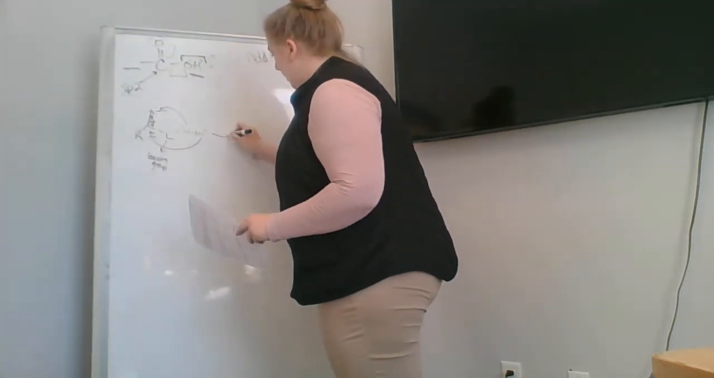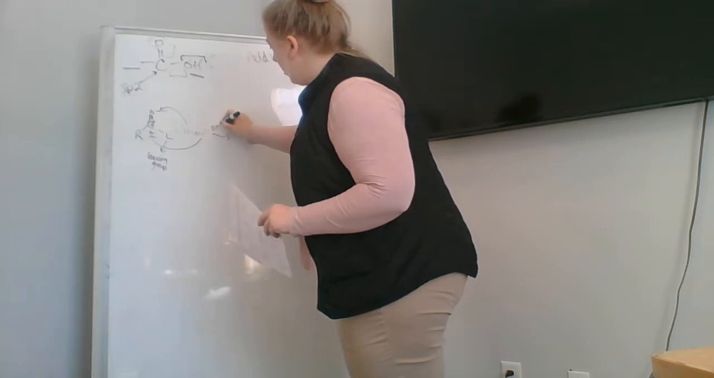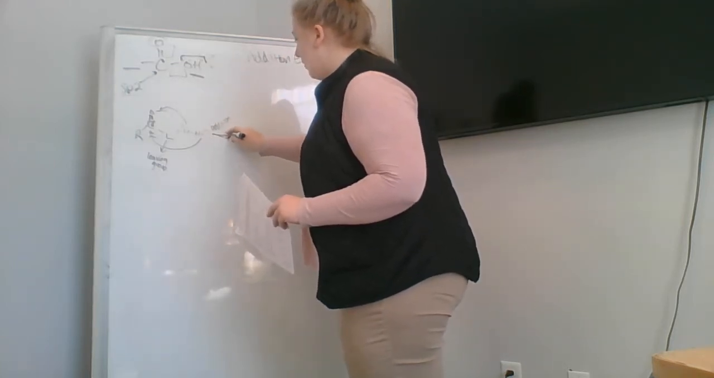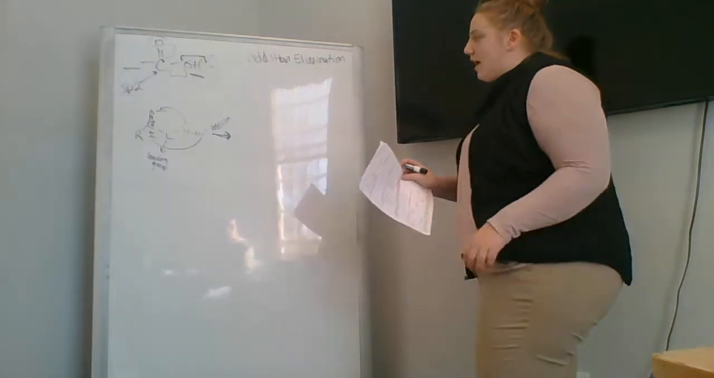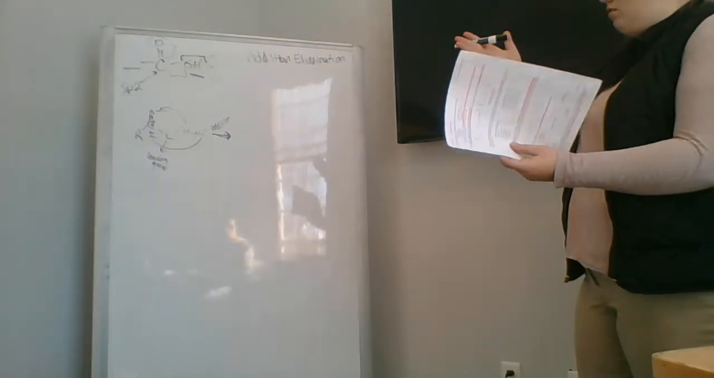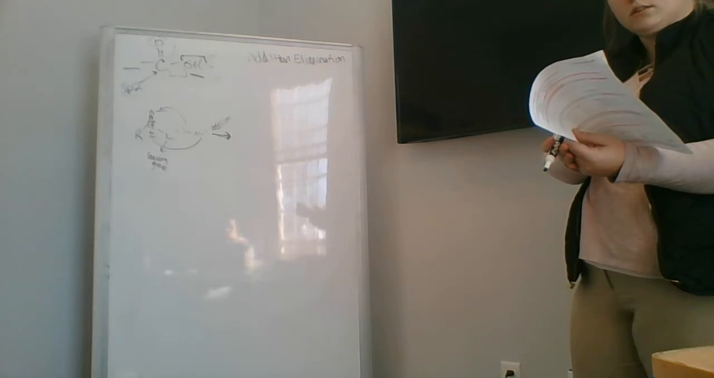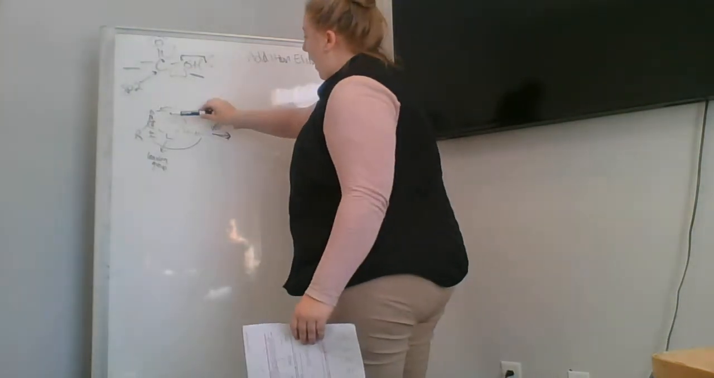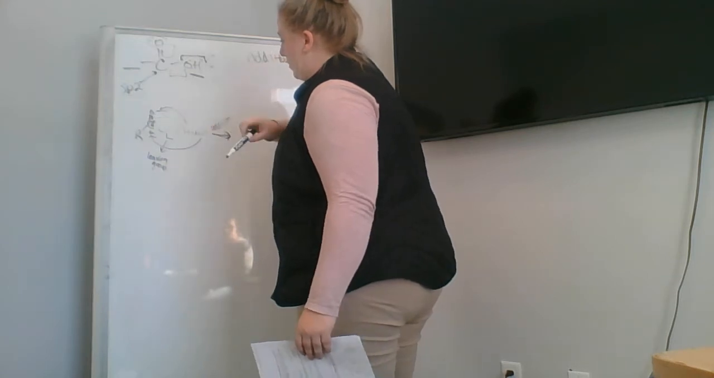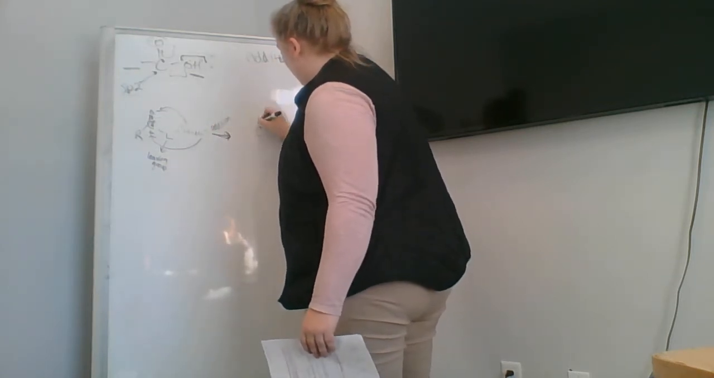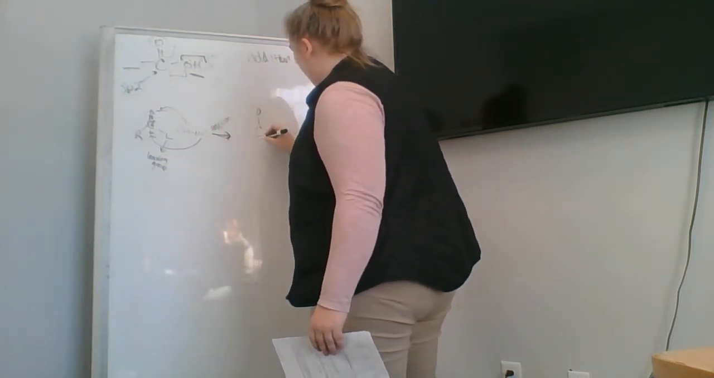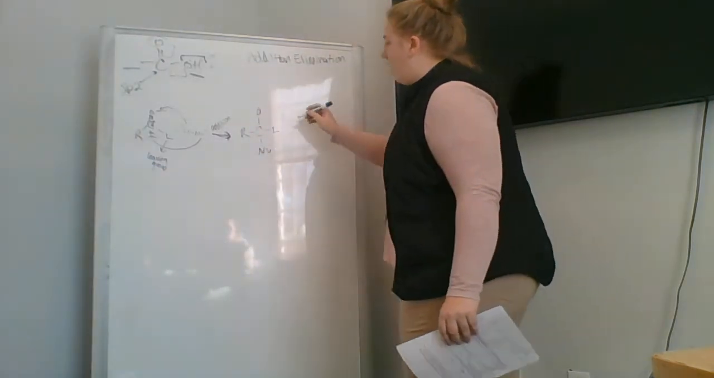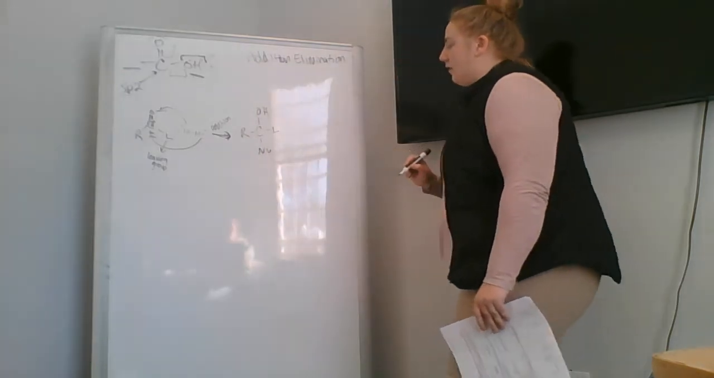So our intermediate in this addition reaction, and another side note, every addition reaction involves the breaking of a pi bond and adding something to the two adjacent atoms. So obviously we're going to be breaking this double bond here. Okay, and our hydrogen is added here.